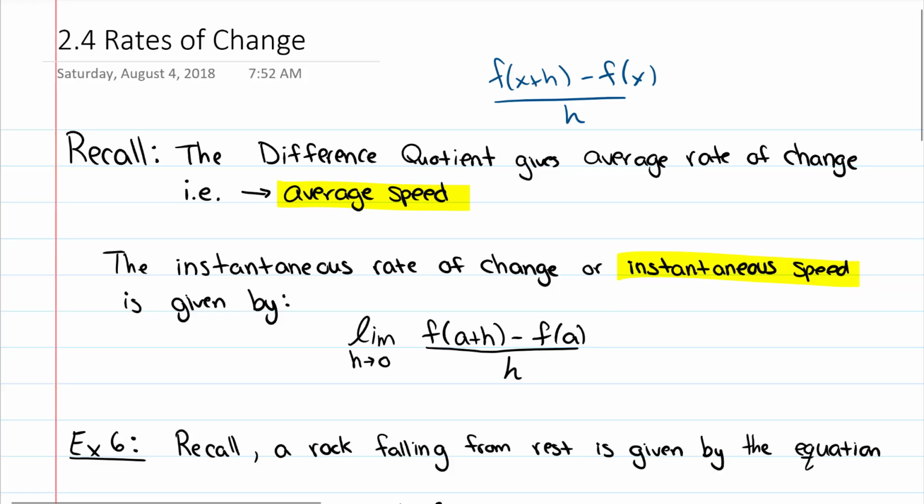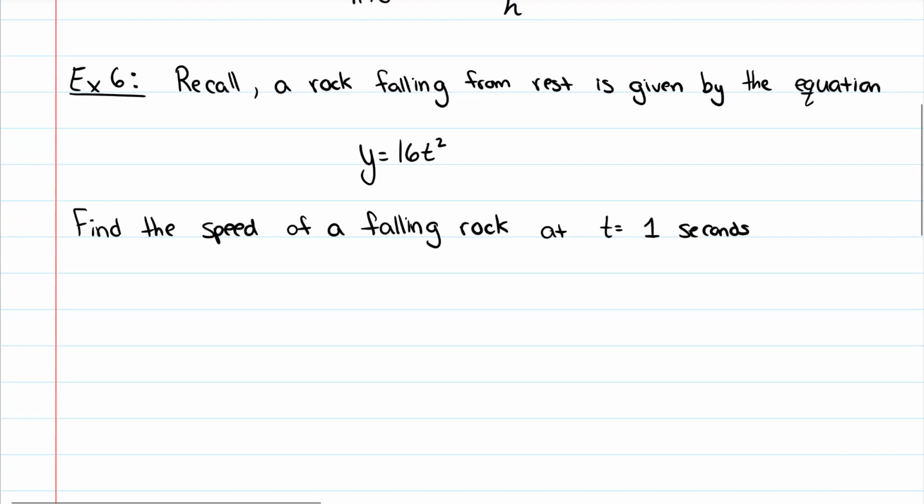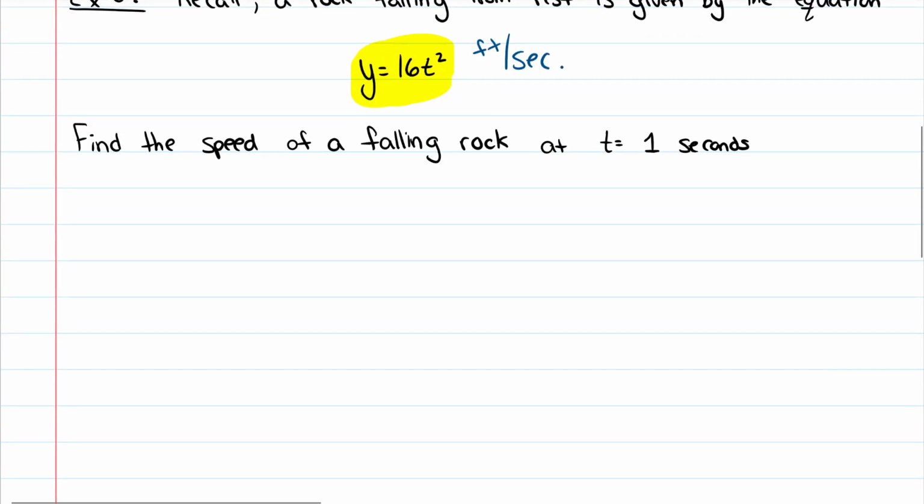So in example 6, we're going to recall the rock falling problem from when it's falling from rest, and it's given by the equation y equals 16t squared. This is how we do the average free fall motion in feet per second on Earth. So we're going to find the speed of a falling rock when t is equal to 1 second.